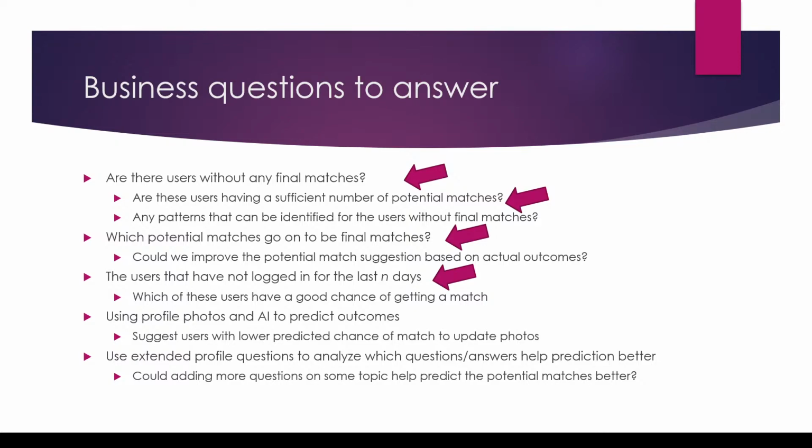Another thing we could do is, if you look at this, they're asking about the number of potential matches, the second arrow. So that's also another count we could do. There's also going about potential matches. How many potential matches go on to be final matches? So that's another example of the first two arrows coming together, then comparing those.